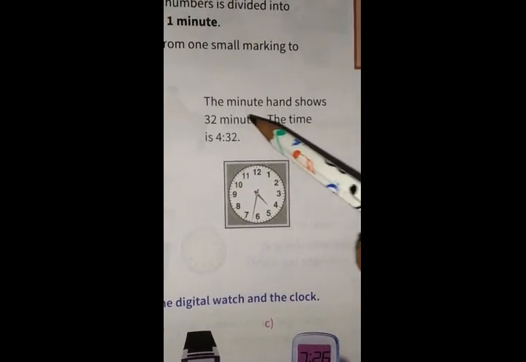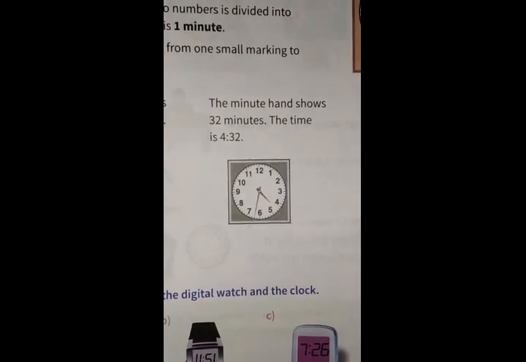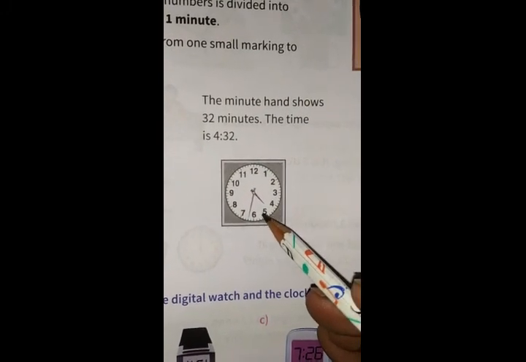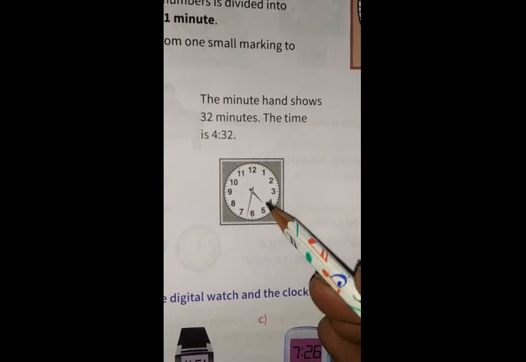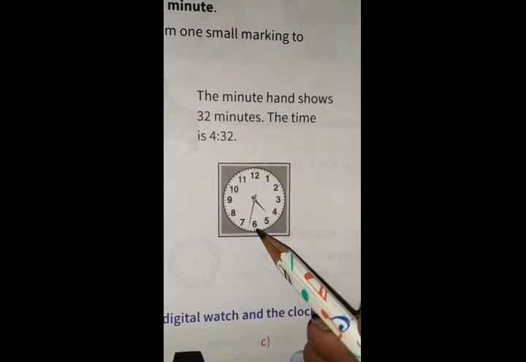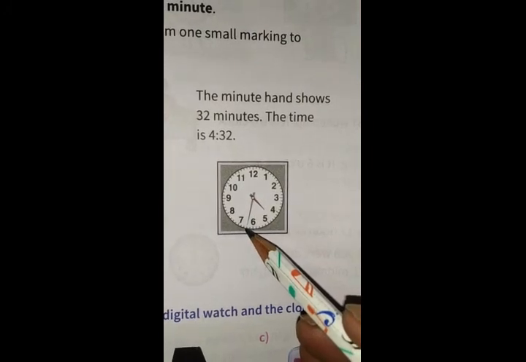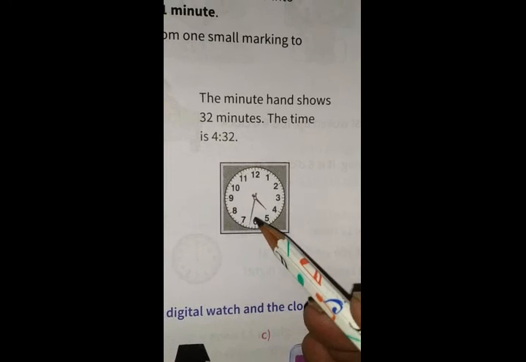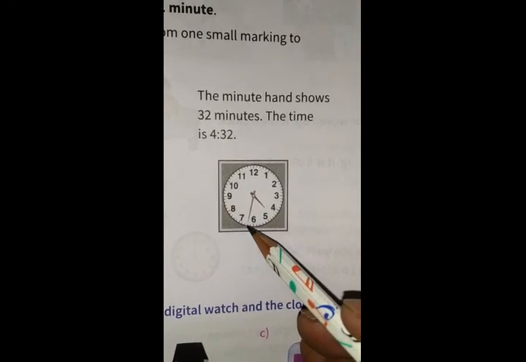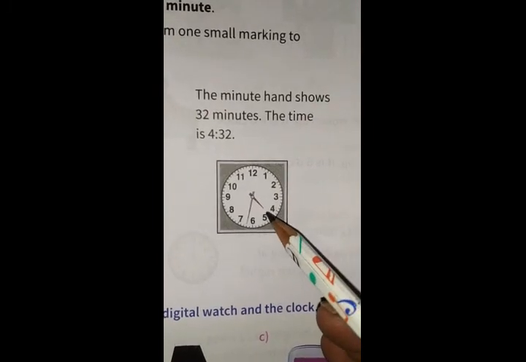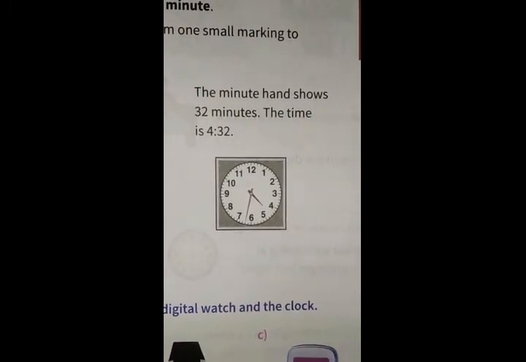Second, the minute hand shows 32 minutes. The time is 4:32, because the hour hand is between 4 and 5, so we will take 4, and the minute hand is pointing to the second part after 6. At 6, this is 30 minutes, 31, 32. Up to 6 is 30 minutes, then 31, 32. So the time is 4:32.